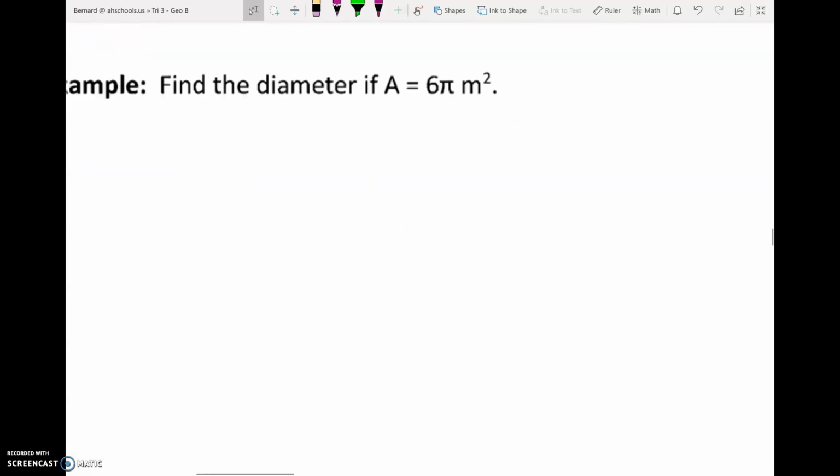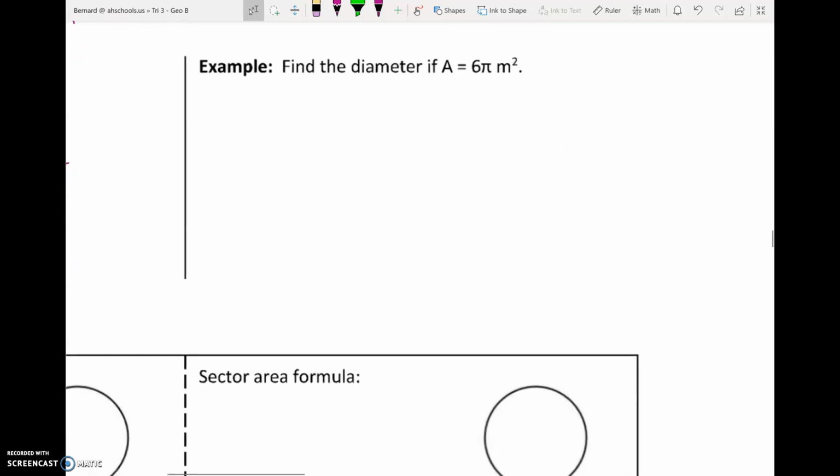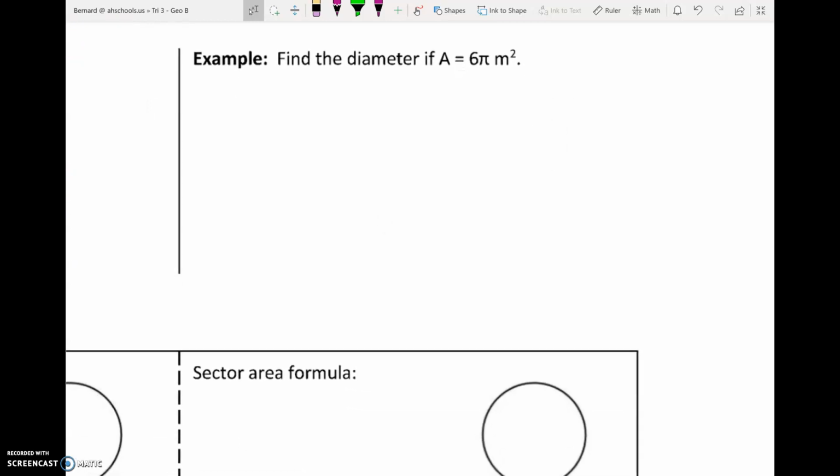Let's do that again. This time we want to find the diameter. So we have to work through the radius first, and then remember, diameter is twice as big as the radius. So once we get our radius, we'll just times it by 2. So again, area of a circle is pi r squared. And I know the area is 6 pi, so I can plug 6 pi in for A. And so when I do that, I am given 6 pi equals pi r squared.